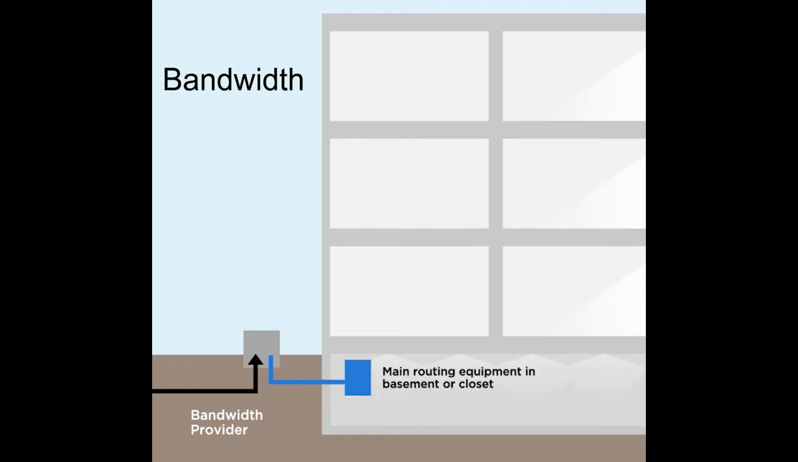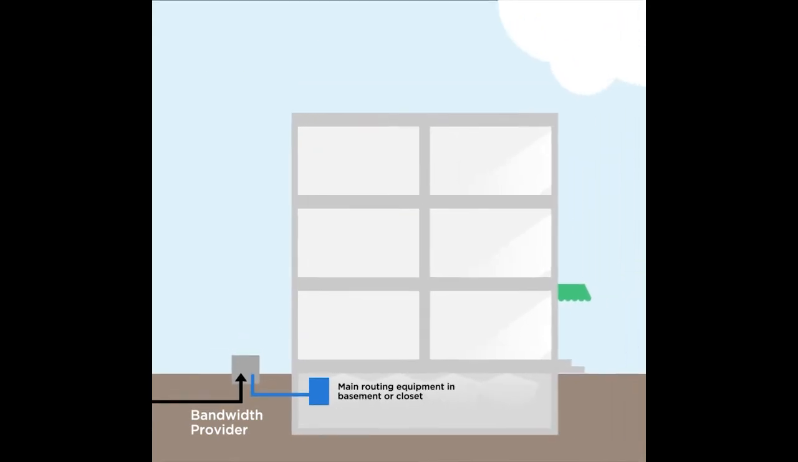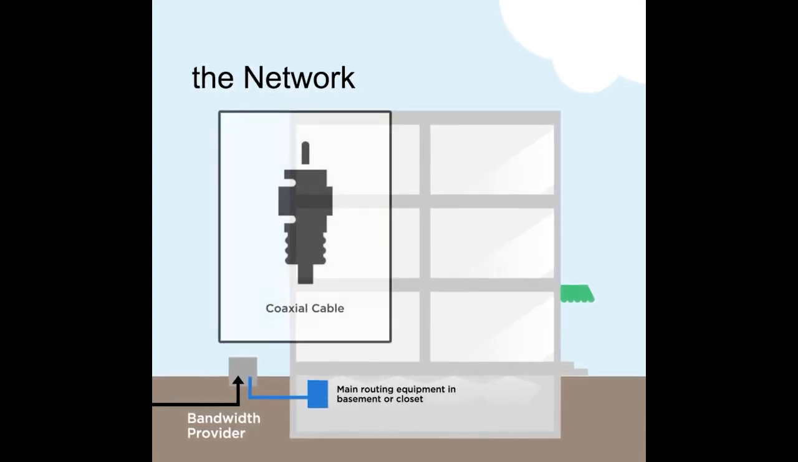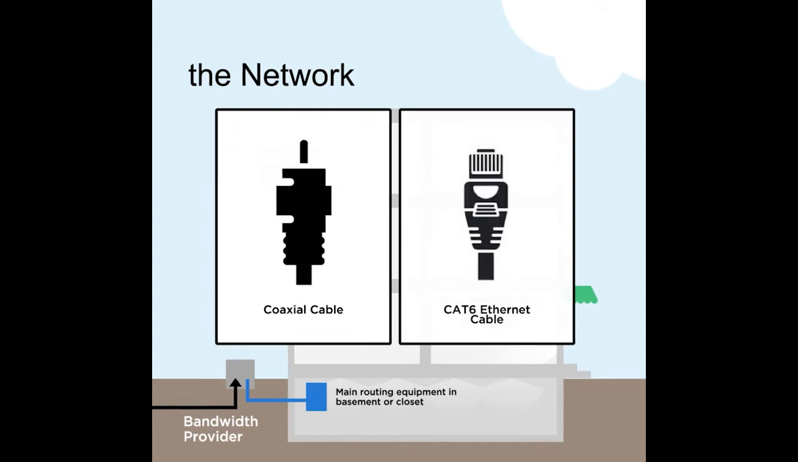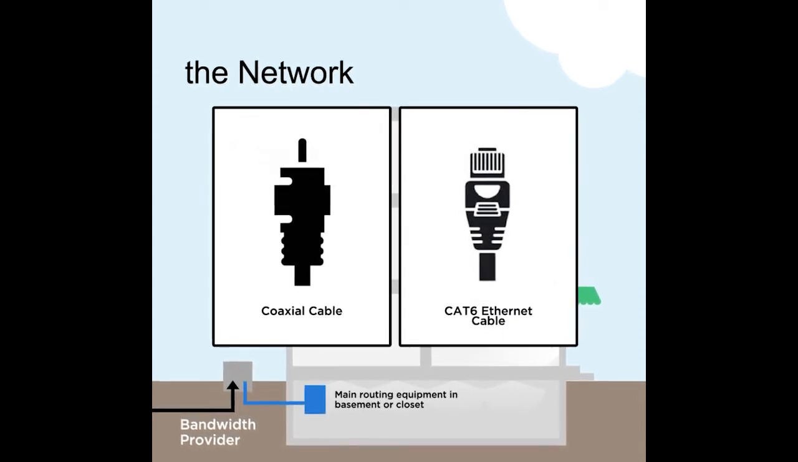This is usually done by connecting the fiber to a router or switch located in an easily accessible location such as a basement or equipment closet. Now that you have bandwidth in your building, you will need to distribute it to all of the locations that you want by creating a network. The usual method for building this network is through low voltage wiring such as coaxial cable or Cat6 cable, or by creating Wi-Fi distribution points.